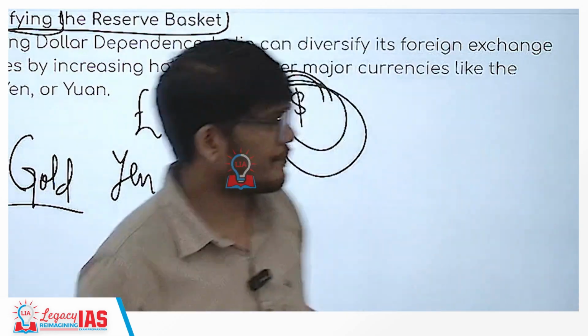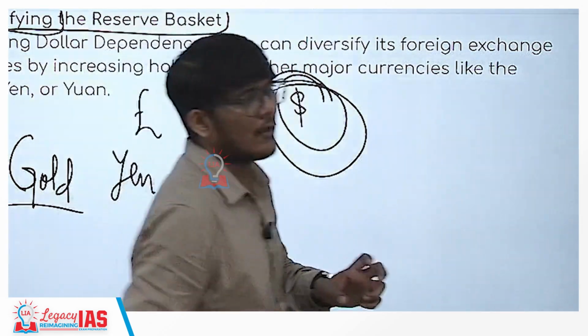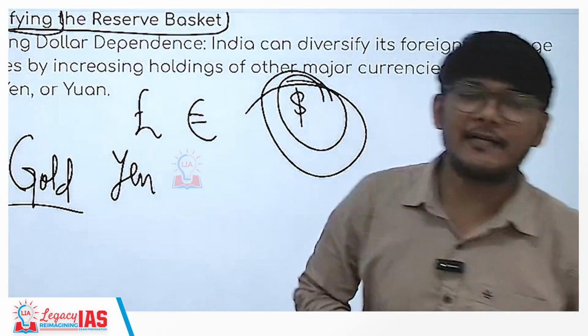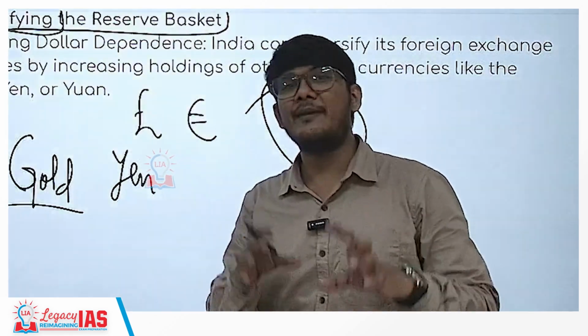So this is what a US federal rate can impact, how it can impact the Indian economy and what we can do to minimize its impact.